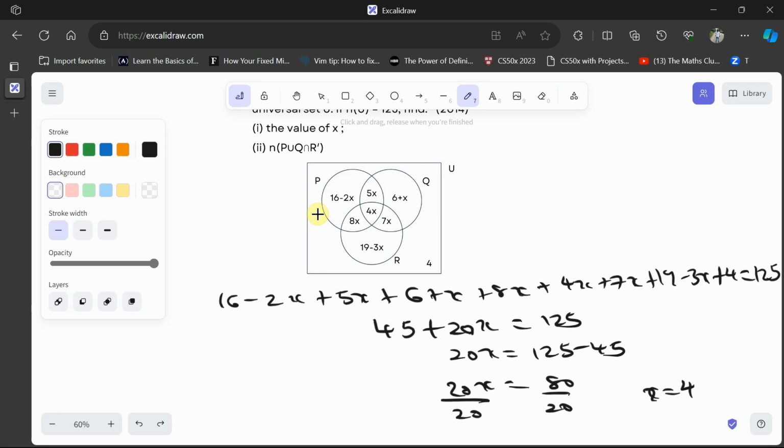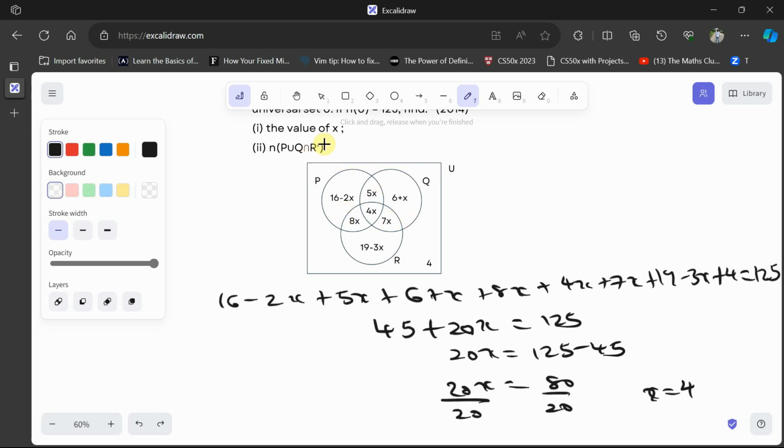Now the next question is saying that we should find P union Q intersection R complement. If you've been following what we're doing on Venn diagram shading, we don't need to write down all these things and then remove. It's something very direct. This is P, this is Q. If I find the union between them, that is like saying I'm joining both of them. So I'll have 16 minus 2x plus 8x plus 4x plus 5x plus 6 plus x plus 7x.